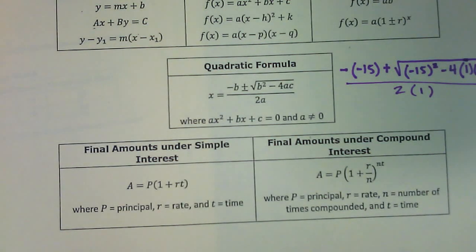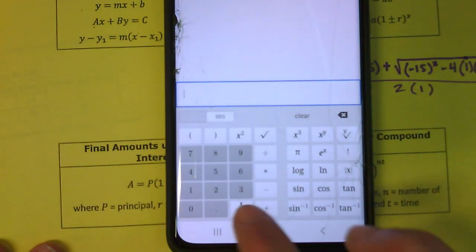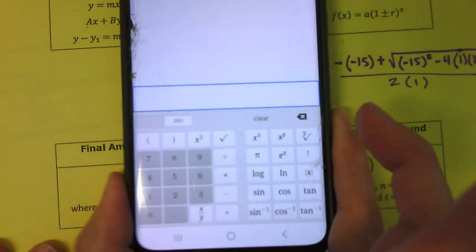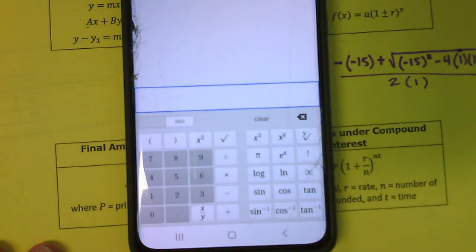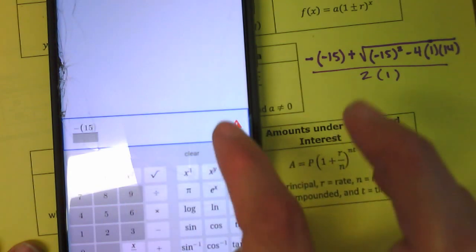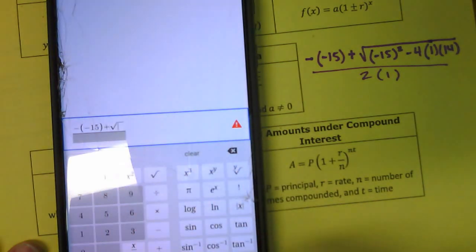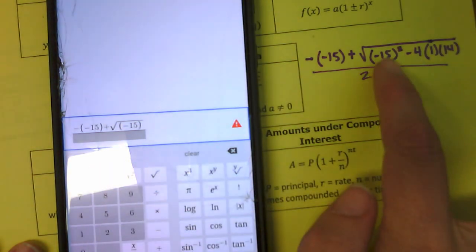Now, we can type all that in at once if we use the online calculator. You guys have an online calculator option. It'll pop up on your phone, on your computer screen. The way you would want to start this is to type in the fraction bar first. Okay, we type the fraction in first, and then we go step by step exactly what we have here. So negative, and then parentheses, -15, close parentheses, and then I put a plus sign, then I put square root, and then inside there I have -15 in my parentheses.